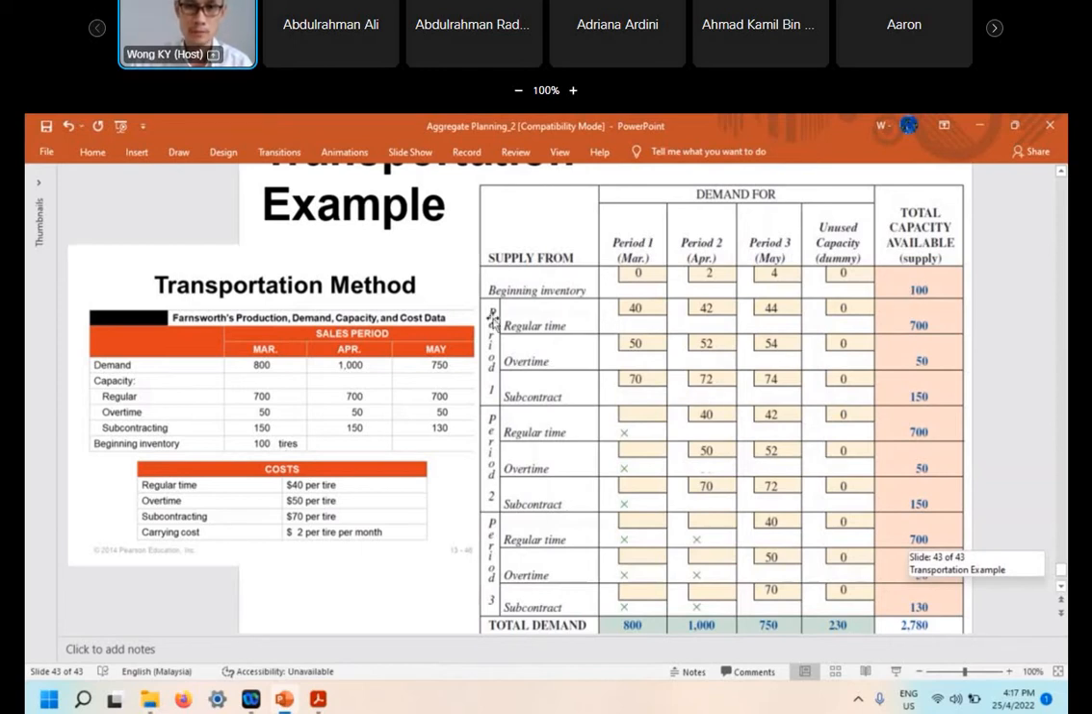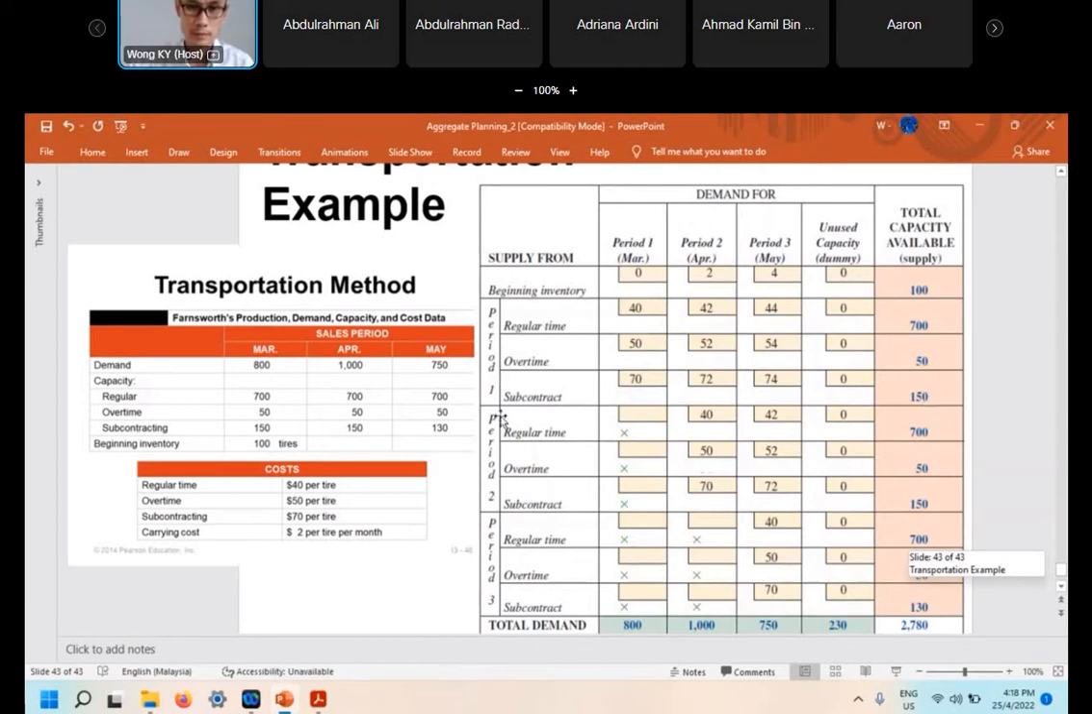And then for period 1, we can use either of these three strategies: regular time, overtime, or subcontracting. So for regular time, the capacity is 700. So you have 700 over here. For overtime, capacity is 50. Subcontracting is 150.